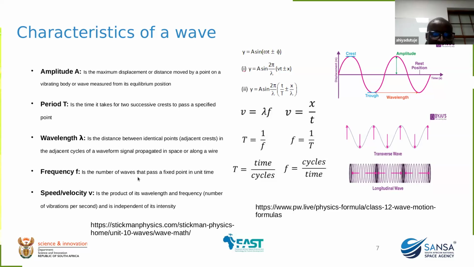And the frequency is the inverse of the period. So here I have a different formula. You take the time divided by the number of cycles, or simply you take 1 divided by the frequency if you have the frequency. Then the last one is the speed, or phase velocity.